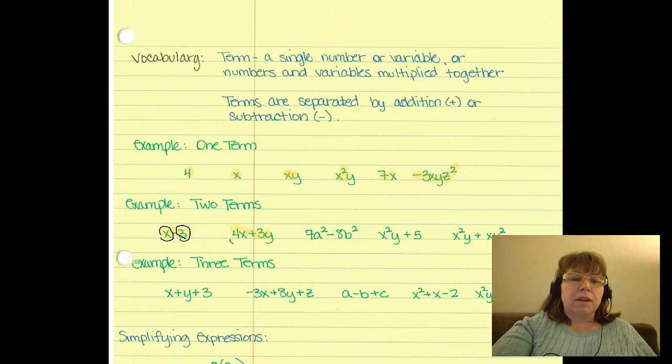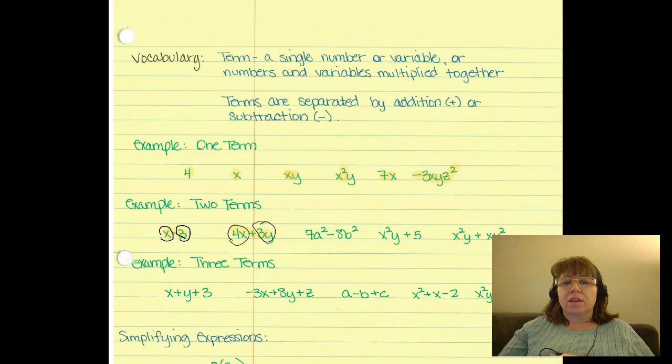Two terms again. I have 4x minus 3y. My first term is 4x. My second term is 3y. For 7a squared minus 8b squared, my first term is 7a squared. My second term is 8b squared. For my fourth example, my first term is x squared y. My second term is 5. And that's for the whole expression of x squared y plus 5.